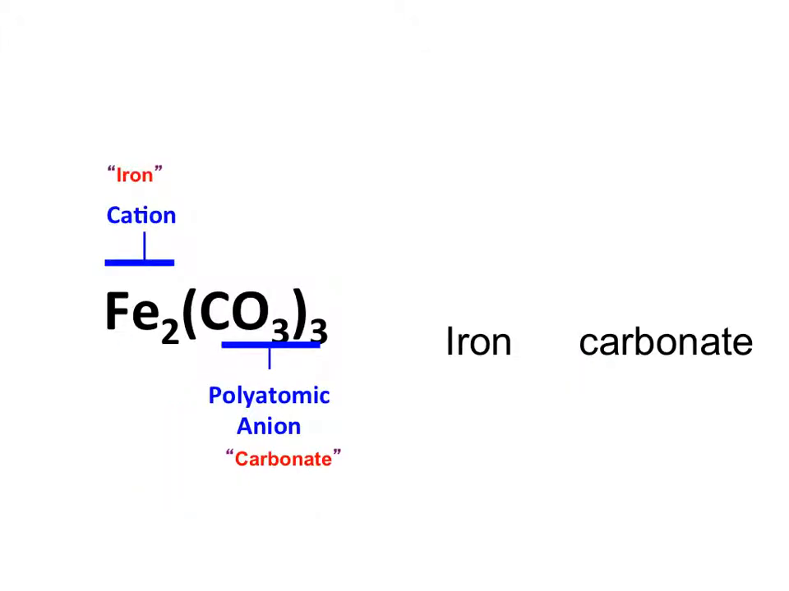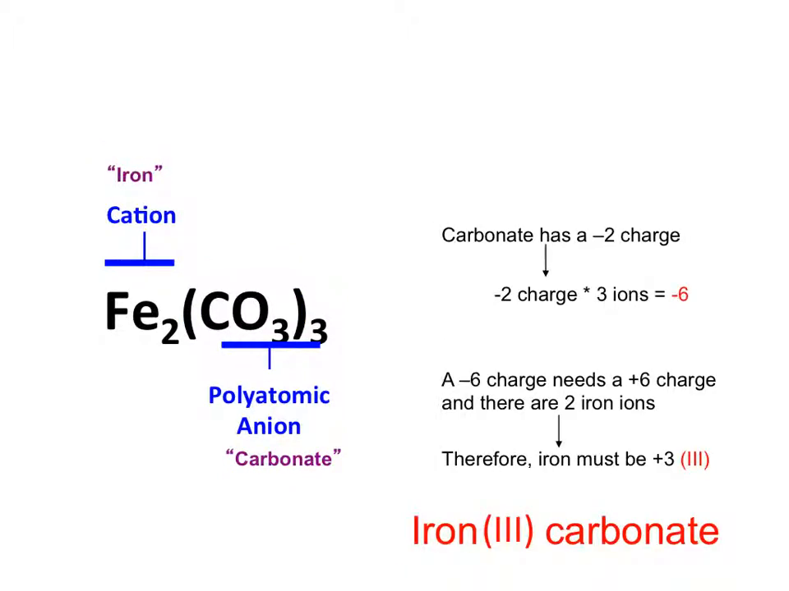So Fe will get its regular element name of iron, and the polyatomic ion of CO3 will get its special name of carbonate. We need to determine the charge of iron. It can be +2 or +3. So we are going to go to the negative ion. We're going to go to the reference sheet. We're going to look up its charge, which is -2. We know that there are 3 of them. So 3 times -2 is -6.